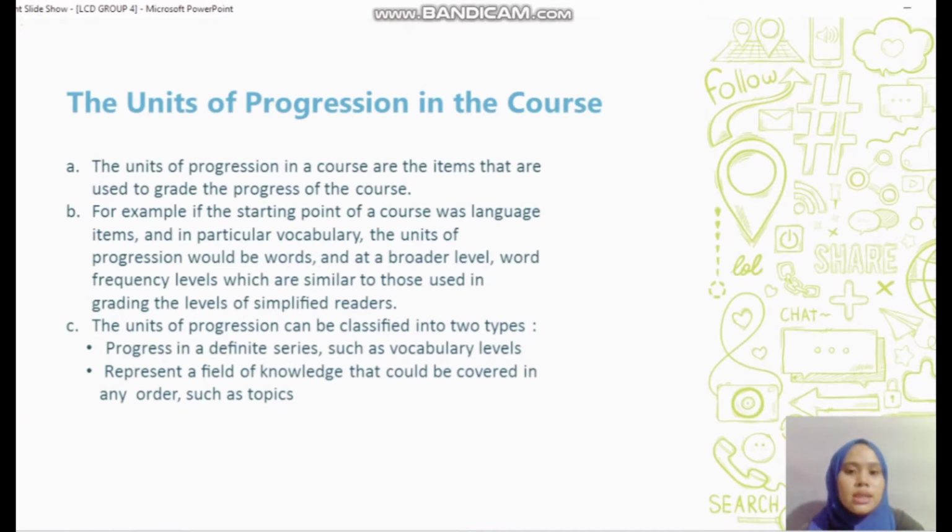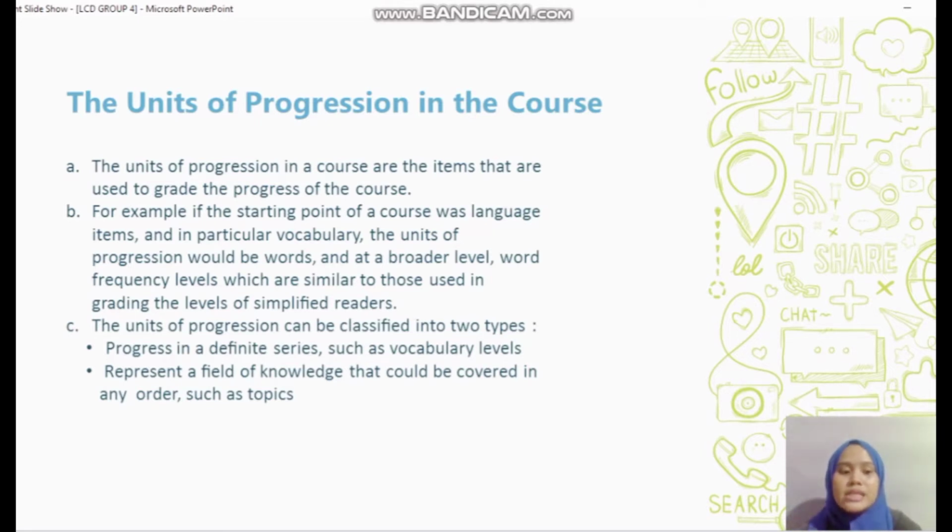Okay, next I will explain about the units of progression in the course. The units of progression in a course are the items that are used to create the progress of the course. For example, if the starting point of a course was language items and in particular vocabulary, the units of progression would be words and, at a broader level, word frequency levels, which are similar to those used in creating the levels of simplified readers.